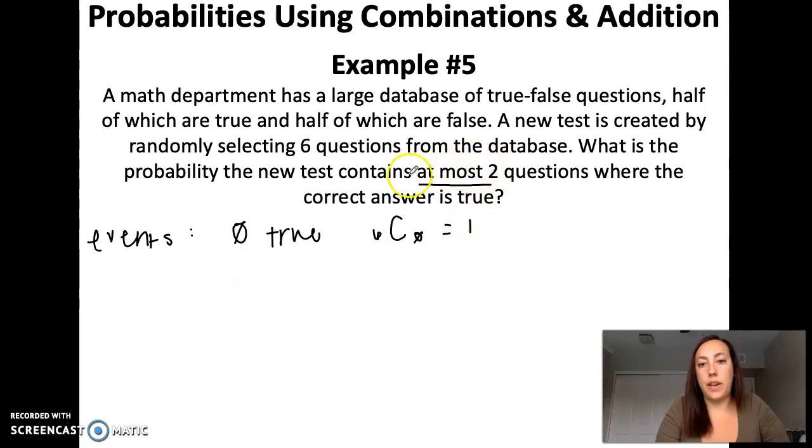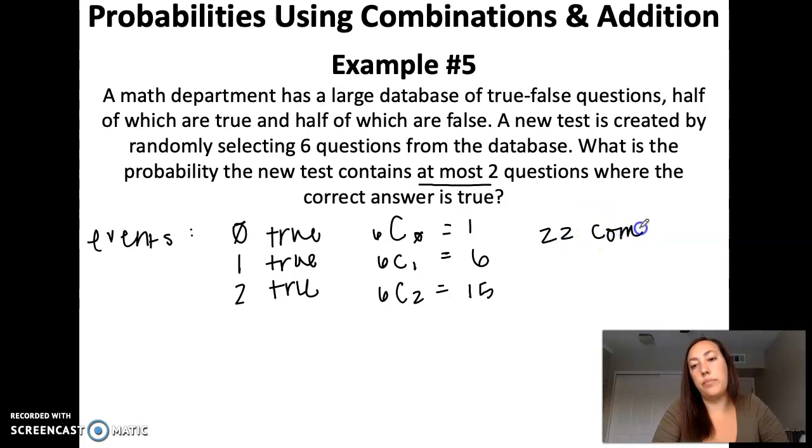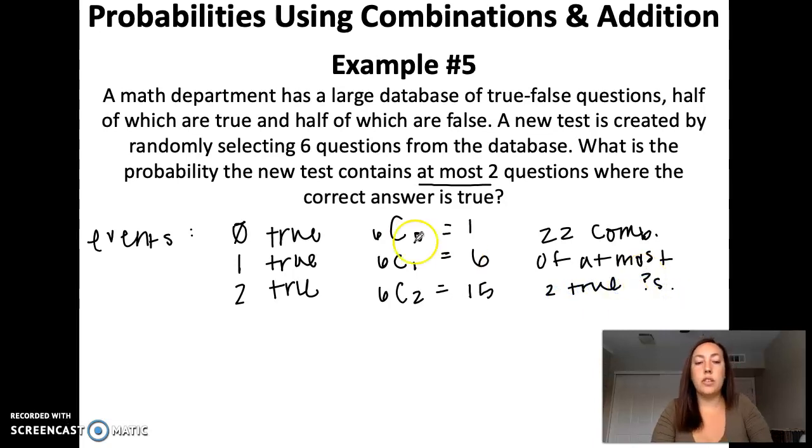Another outcome that satisfies at most 2 questions being true is if one question is true. So that's 6 choose 1, which is 6 ways to have 6 questions and choose 1 to be true. And then the final event that satisfies at most 2 is if 2 questions are true. So 6 choose 2, and 6 choose 2 is 15. So there is a total of 22 combinations of at most 2 questions being true. That's how many outcomes we have in our specific event here.